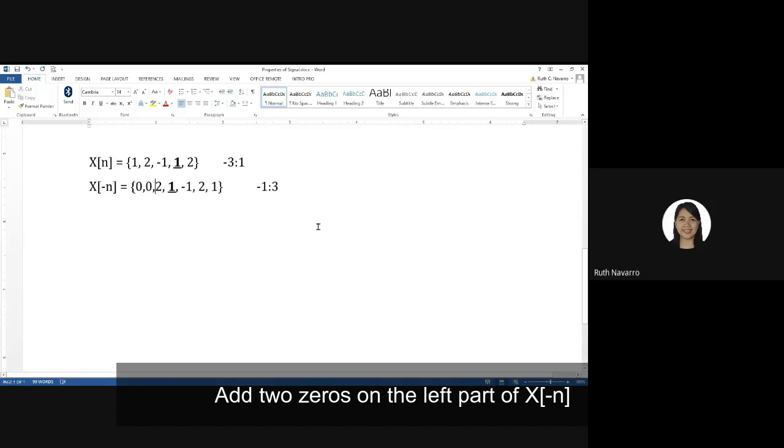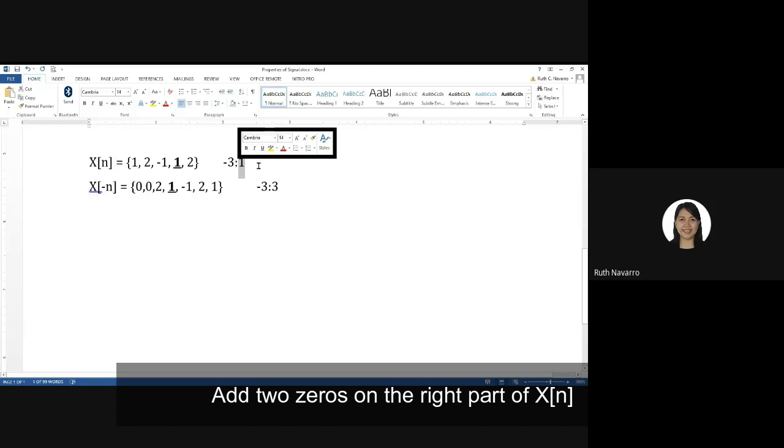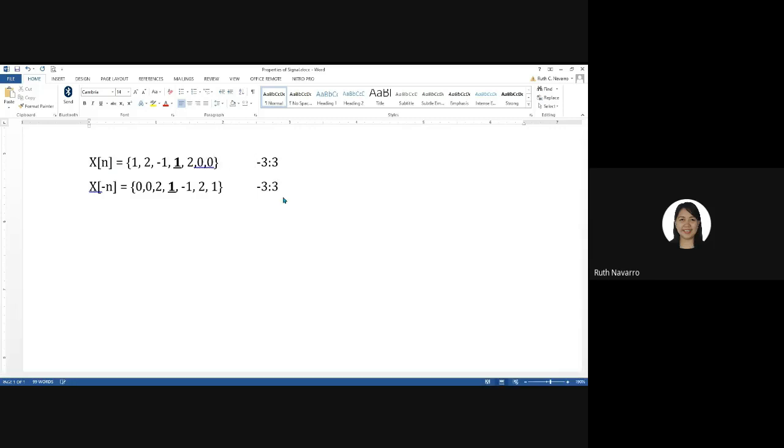So let's add two 0s to make it equivalent to negative 3. How about here? x of n is lacking, so we add three 0s to make it negative 3 to 3. Next is to add the two signals, x of n plus x of negative n. To make them the same length, put 0s: 1 plus 0, 1, 2, 1, 1, 1, 2, and this is where n is equal to 0. Next, 1, 2, 1, 2, and 1.